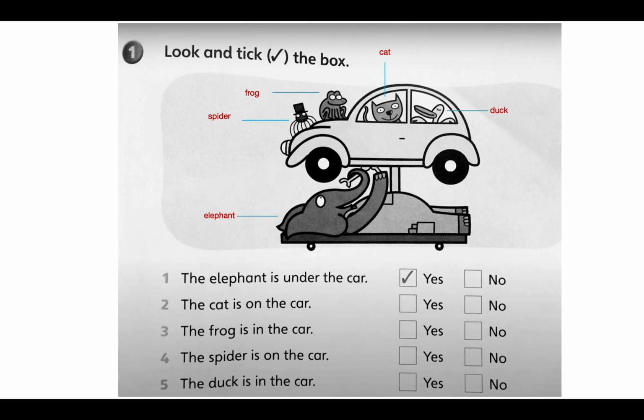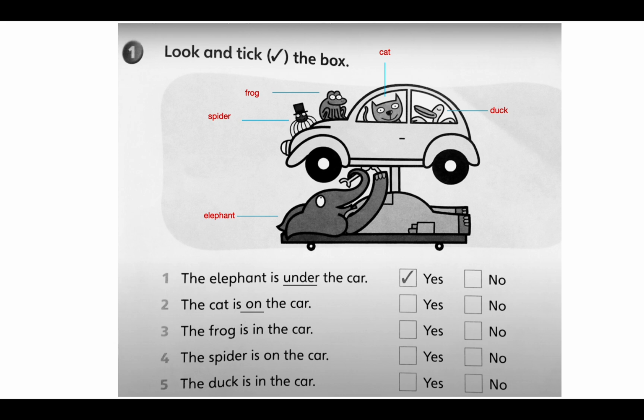Alright, so we already know the animal's name. So we're going to answer the question. The first question, the answer has already been given to you. The elephant is under the car. Under bermaksud di bawah. The elephant is under the car. Maksudnya gajah di bawah kereta. So, betul. Jadi, right. We look at the second sentence.